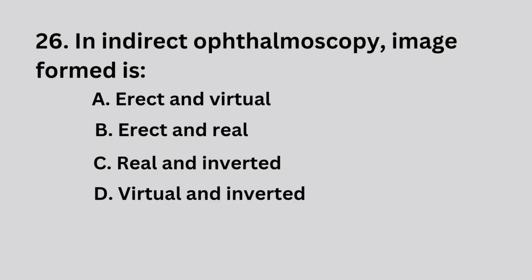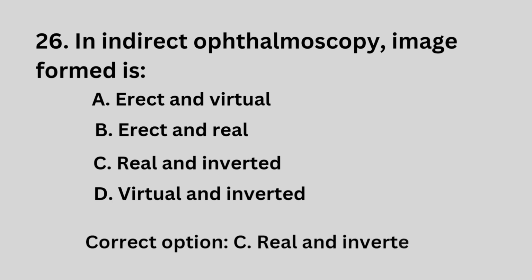Next question. In indirect ophthalmoscopy, image formed is option A erect and virtual, option B erect and real, option C real and inverted, option D virtual and inverted. The correct option is option C real and inverted.